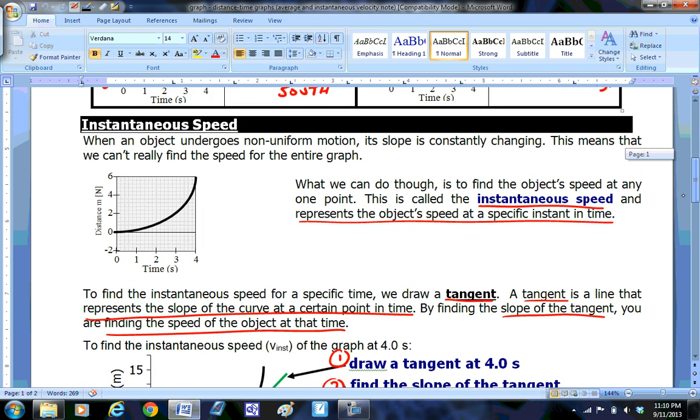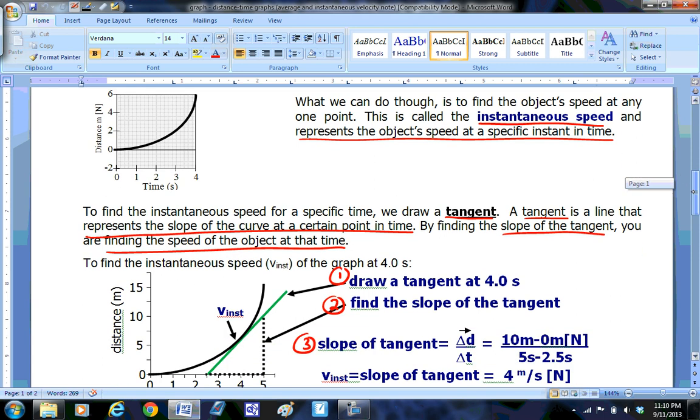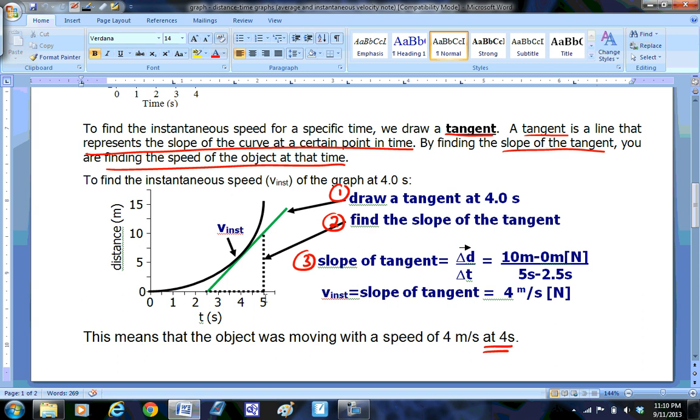Now, what we want to do is calculate the instantaneous speed. I want to figure out how fast something is going when it's accelerating. Now, the thing is, when we've got acceleration, we've got this curved line. I can't find the slope of a curved line, so we've got to kind of improvise. So what we do is we draw a tangent, a special line that kind of represents the slope of the curve at that moment in time. And when we draw the tangent, we find the slope of the tangent, and the slope of the tangent is representing the speed of the object at that time.